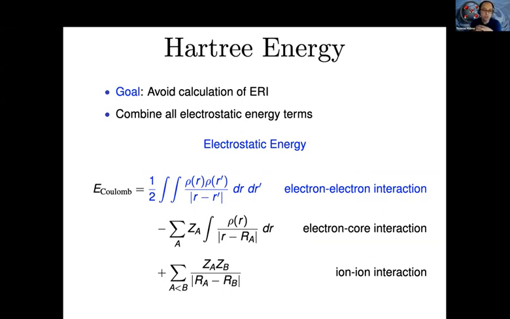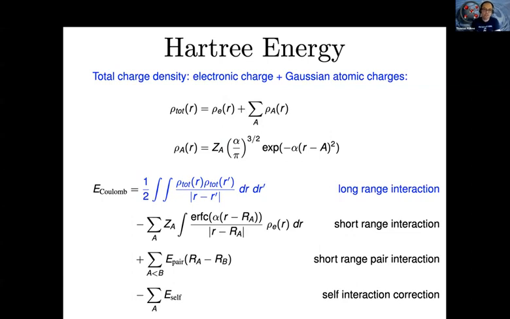And in Kohn-Sham DFT, we even try to avoid completely the calculation of these electronic repulsion integrals. The idea here is to combine all sorts of electrostatic energy terms into a single one. So we have the electron-electron interaction, the electron-core interaction, and the ion-ion interaction. How this is done, and I guess this is the major principle underlying the QuickStep module, is to define a so-called total charge density, which is made of the electronic charge plus the sum of Gaussian atomic charges. And this gives rise to this total charge density. The idea is that based on these Gaussian atomic charges, you define a fully fictitious auxiliary potential, which you add and you subtract to the long-range electrostatic interaction.